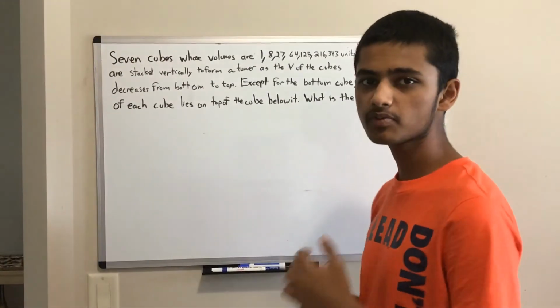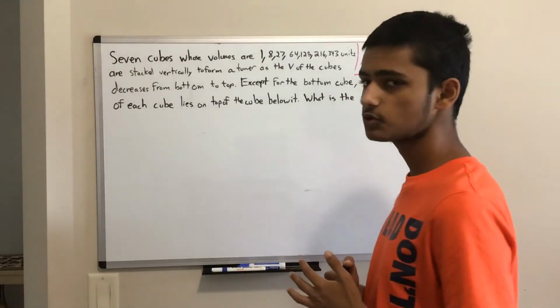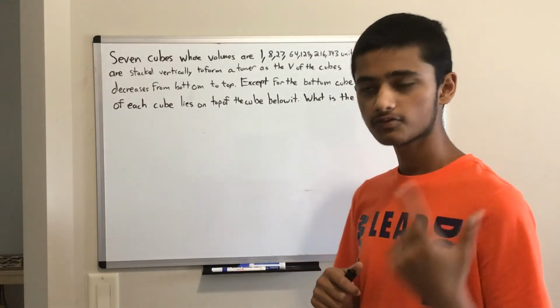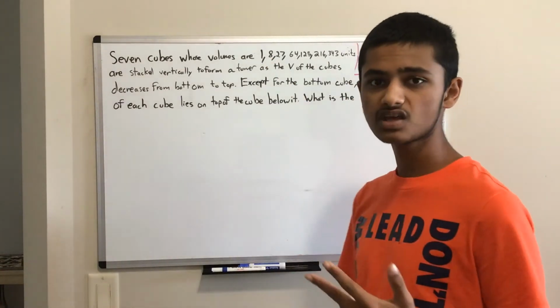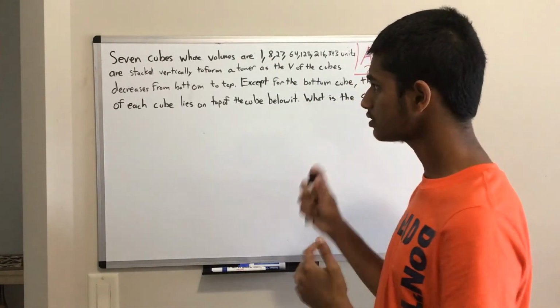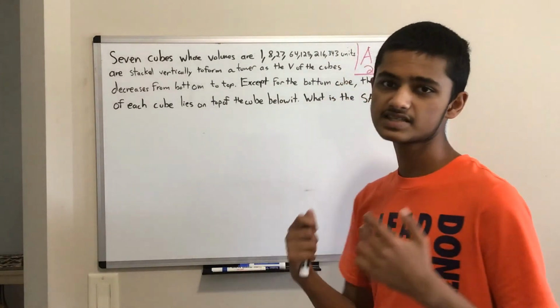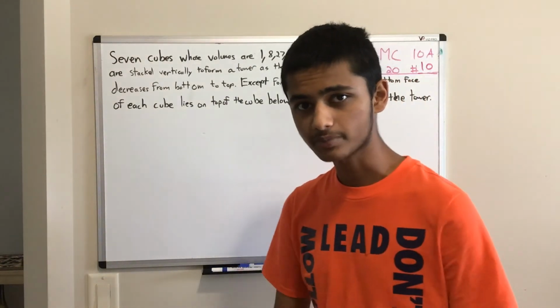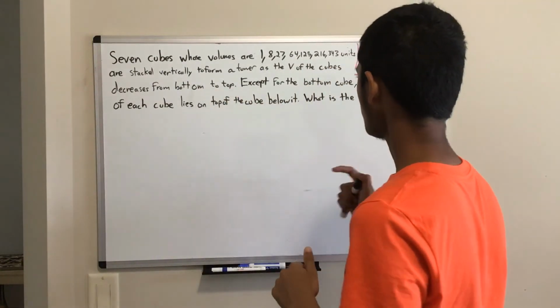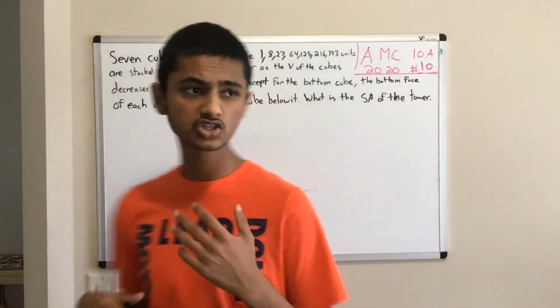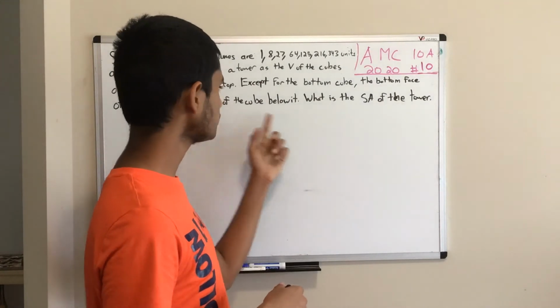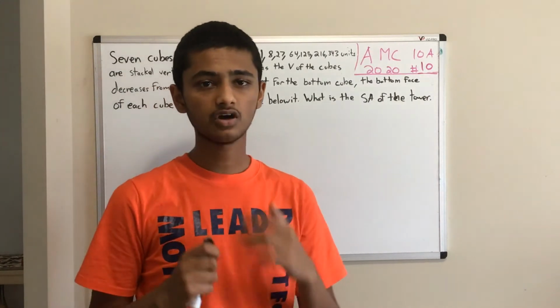So now let's look at problem number 10 from this test. 7 cubes, whose volumes are 1, 8, 27, 64, all the way to 343, are stacked vertically on top of each other to form a tower, as the volume of the cube decreases from bottom to top. Except for the bottom cube, the bottom face of each cube lies on the cube below it. What is the surface area of this tower?